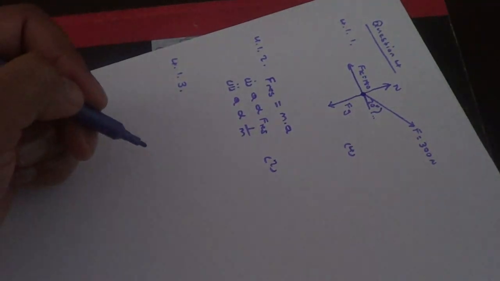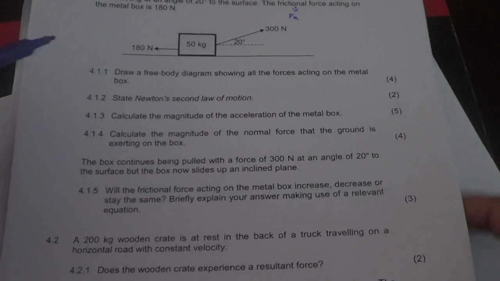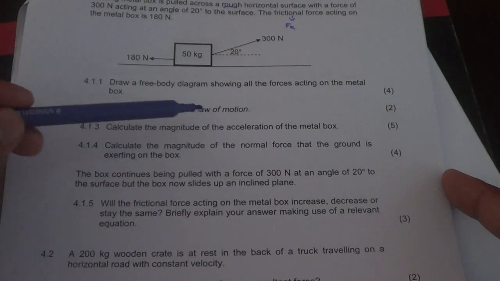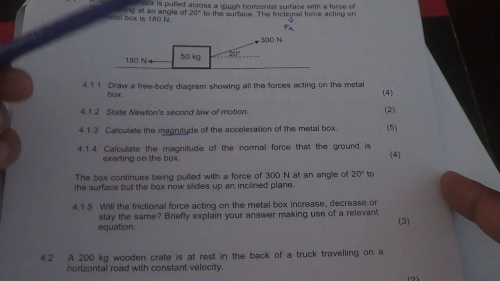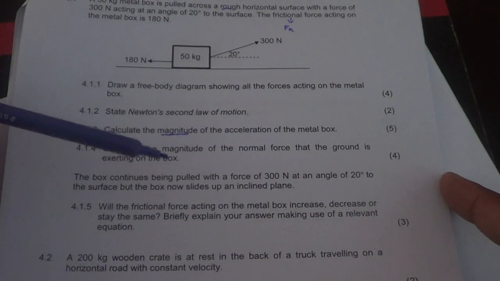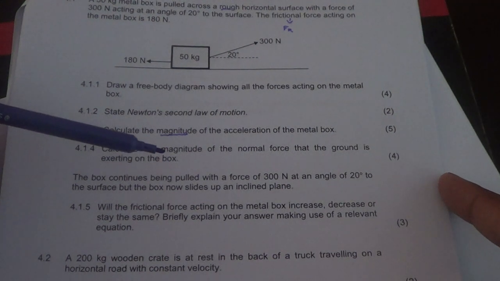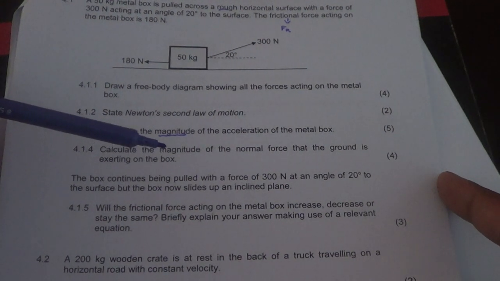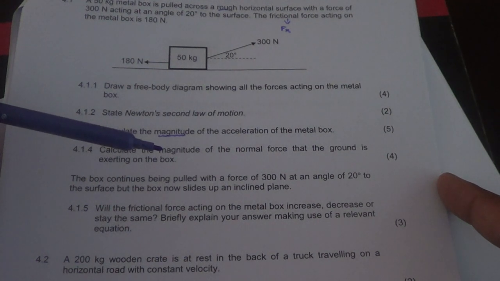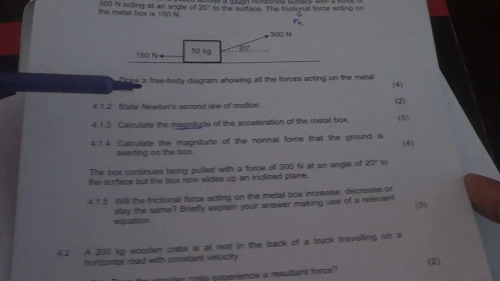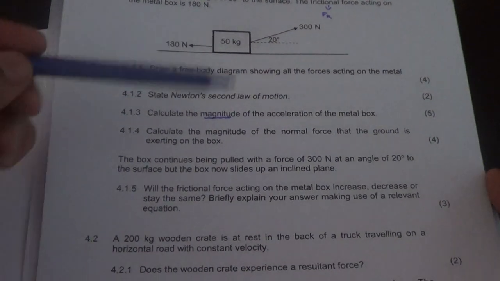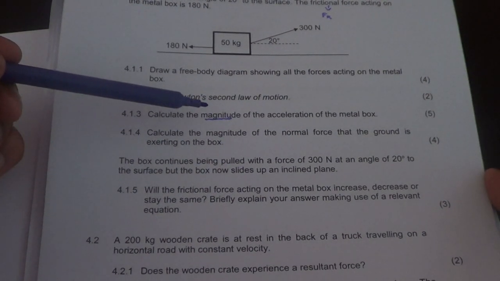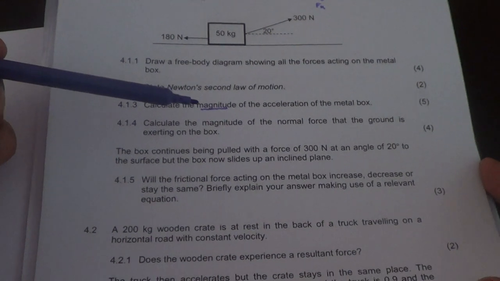4.1.3. Now what is the next question? It says, calculate the magnitude of the acceleration of the metal box. Remember when they tell you magnitude, it's already telling you don't have to worry about direction, but I always treat my vectors as vectors. I do not treat them as scalar quantities, so I will always include my direction, but you don't really have to when they said magnitude. They will never penalize you for including direction, but if it was not mentioned that the magnitude, then you would be penalized for not including the direction.